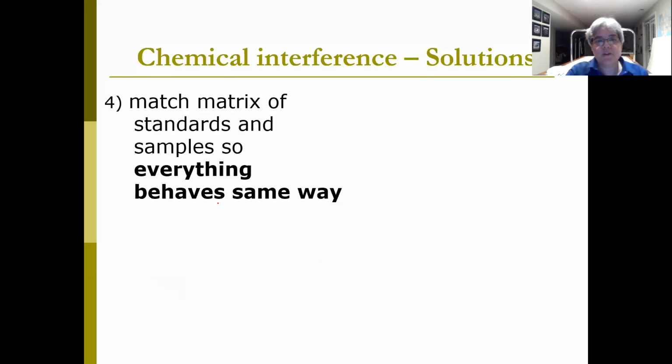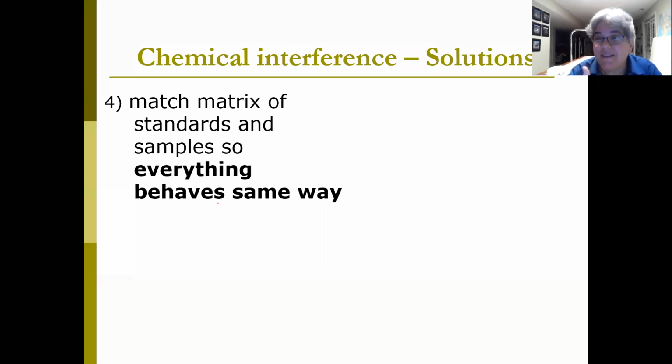All right, the fourth thing you can try is to match the matrix of the standards and the samples. So if phosphate's causing trouble in your sample, then we put phosphate in everything. We put it in my blank, we put it in my standards, so that everything behaves the same way. Now the problem with this is often you do not know what the matrix is. You don't know what is causing the interference exactly. So we have a way around that.